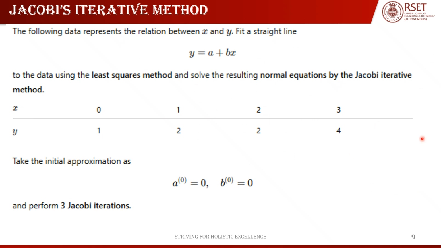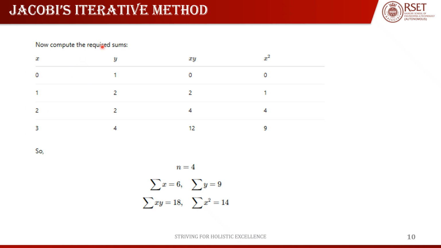Okay, so in the question it's given that we need to take the initial approximation as a0 equal to 0, b0 equal to 0, and we need to perform 3 Jacobi iterations. So first you have the x value, the y value, the xy value, and the x square value. Then you just take the summation. Summation xi is 6, summation yi is 9, summation xy is 18, and here it's 14.